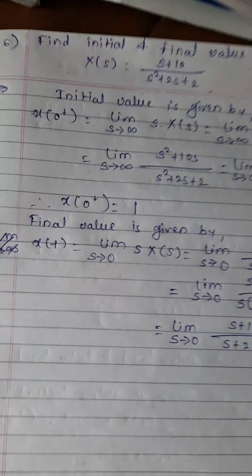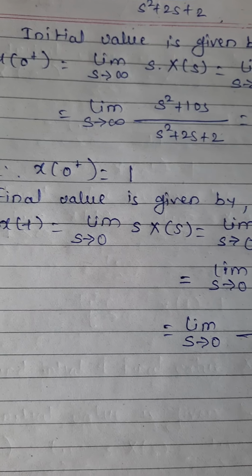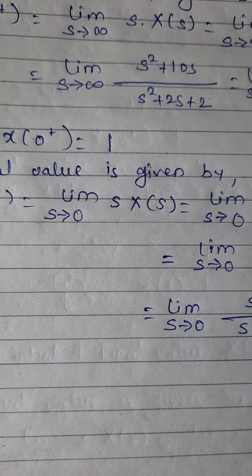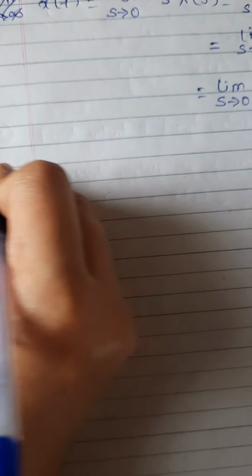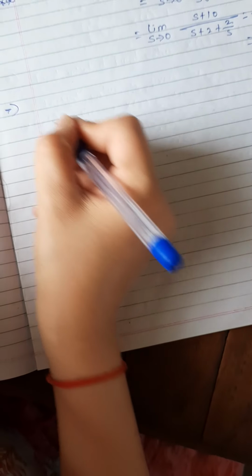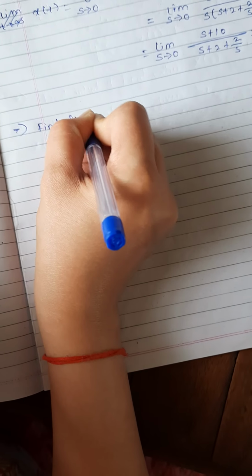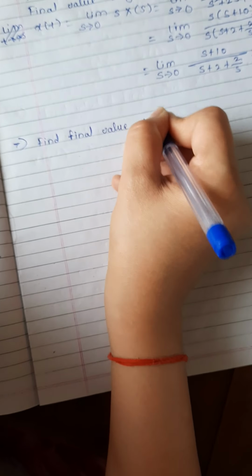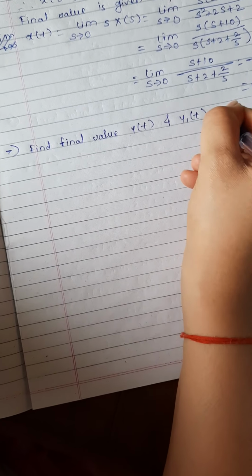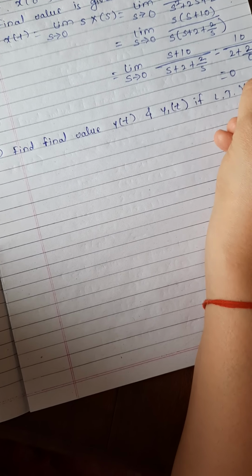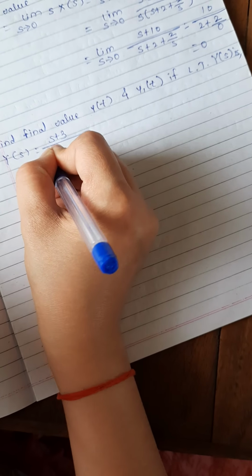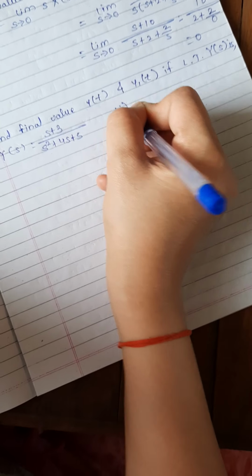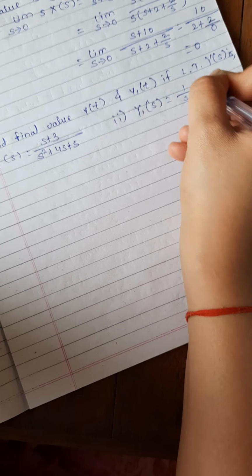Now next problem. Find the final value of y(t) and y1(t) if the Laplace transform Y(s) is, first one, Y(s) is equal to (s + 3) divided by (s² + 4s + 5), and second, Y1(s) is equal to 1 by s Y(s).